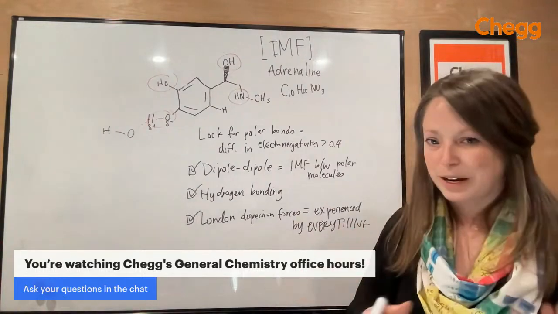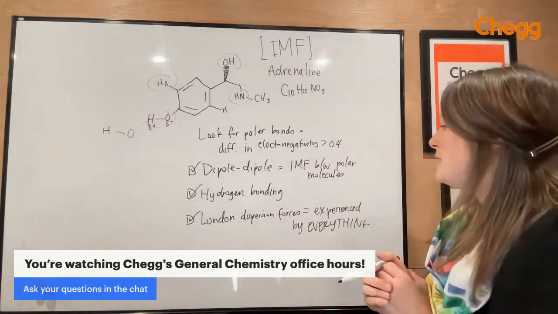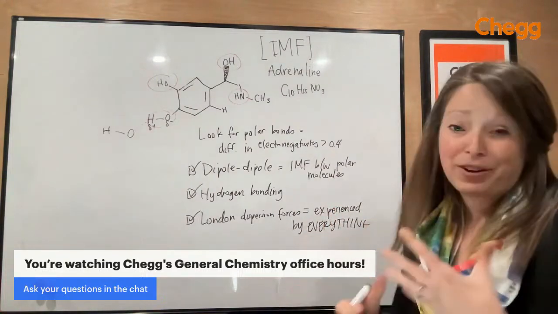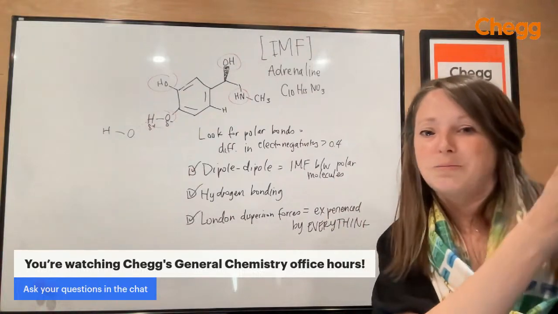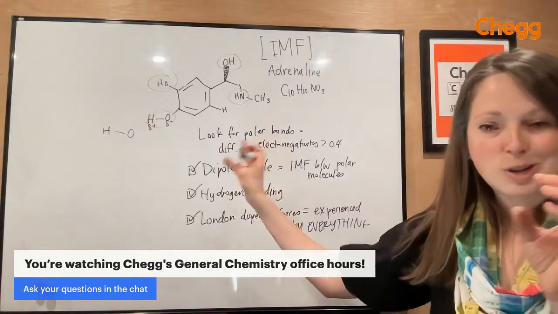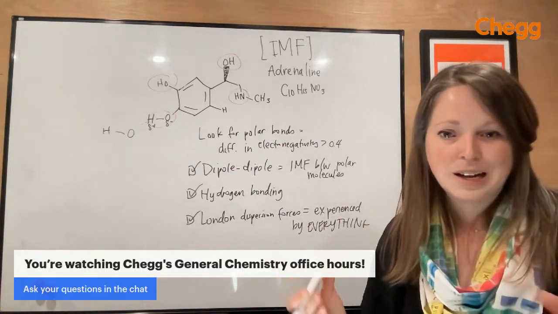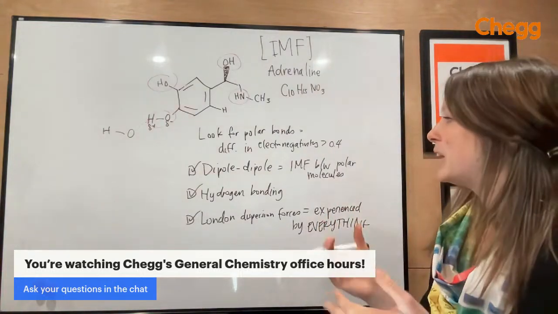So electrons are randomly moving. We can't really pinpoint where they're at, right? But we know that they are constantly moving in a very random way. So that means they could randomly end up congregating somewhere. When that happens, you're going to have a partial negative on one side of the molecule, leaving a partial positive wherever those electrons are not. So that's what a London dispersion force is. It's just based on the random movement of electrons.